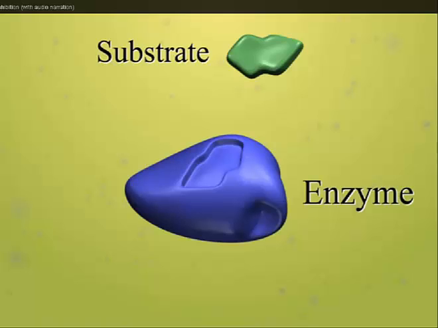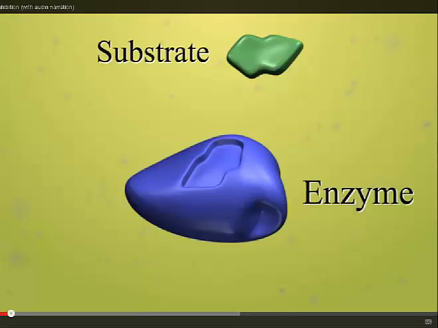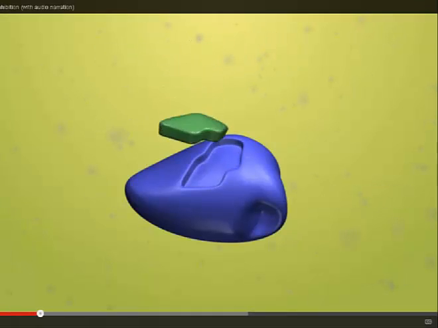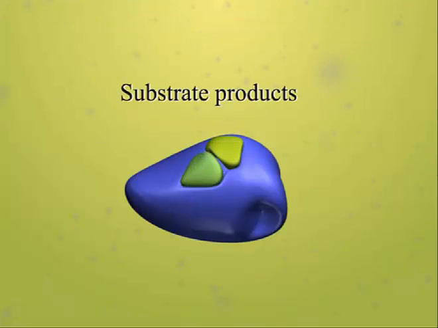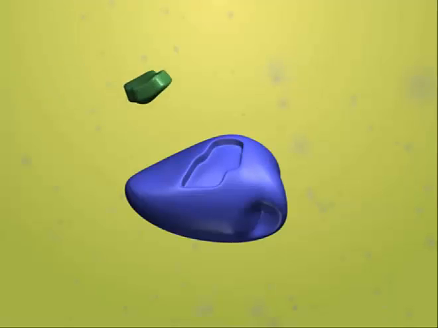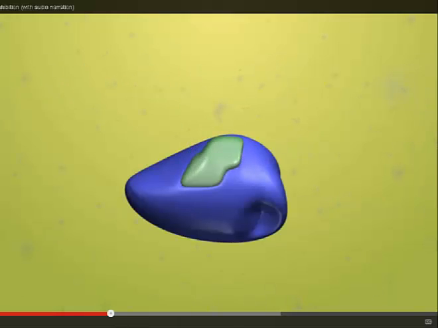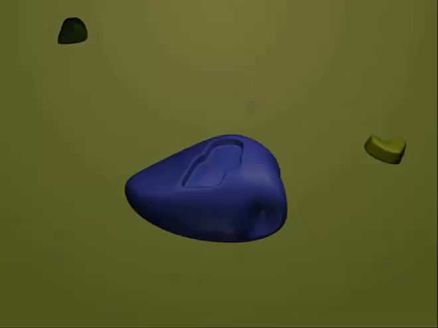And so on the screen we have the enzyme shown in blue, the substrate shown in green. You can see the active site of the enzyme shown as the indentation on the top of the blue enzyme molecule. And so what's going to happen is that the substrate is going to bind to the active site, the substrate is going to be transformed into a product, and the product is going to leave. Another reactant is going to come, it's going to be transformed into actually two products, and those products are going to leave.